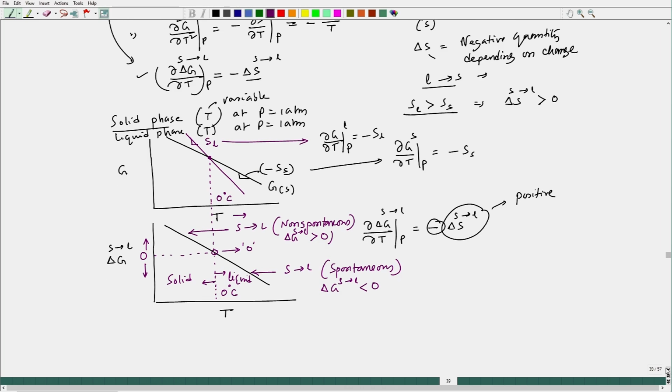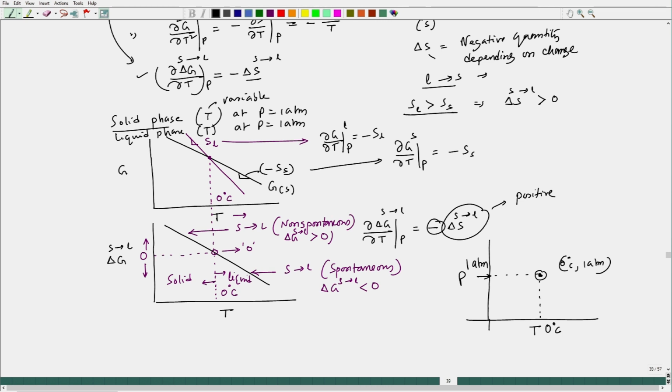So, now if I try to look at a plot between pressure and temperature, if I fix it at 1 atmosphere pressure, and if we fix this particular point to be 0 degree Celsius, then I will get a coordinate point, 0 degree Celsius and 1 atmosphere pressure. So, this point indicates, in that pressure-temperature plane, the equilibrium point, where solid and liquid both will coexist. Okay.